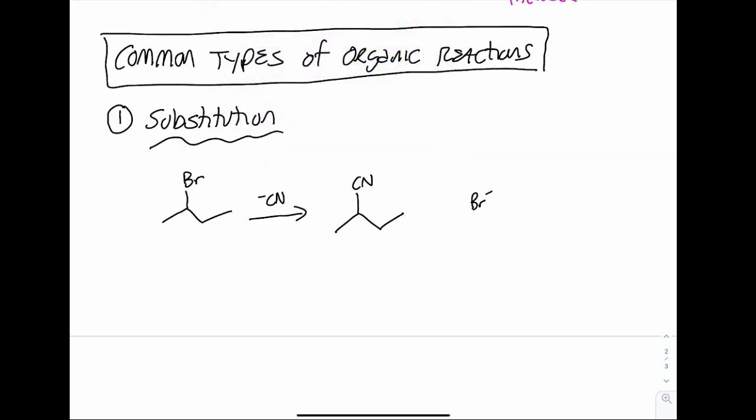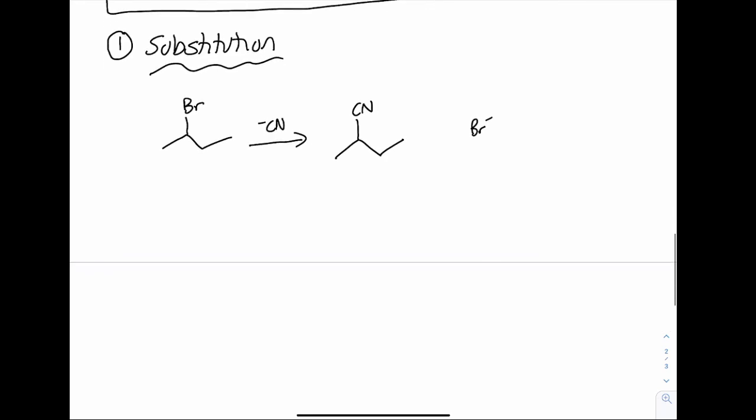So I had a bromine bonded to my carbon. I now have a cyanide group bonded to my carbon, and then bromine's by itself. Actually not by itself, right? It's hanging out with sodium, but I didn't include it. We can do another example. That first one I did is the type of reaction we'll see in chapter 7. This one here is one that you'll see in 236.